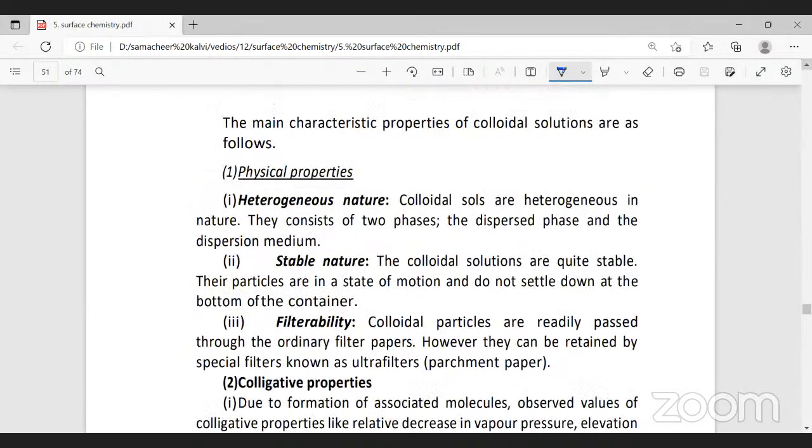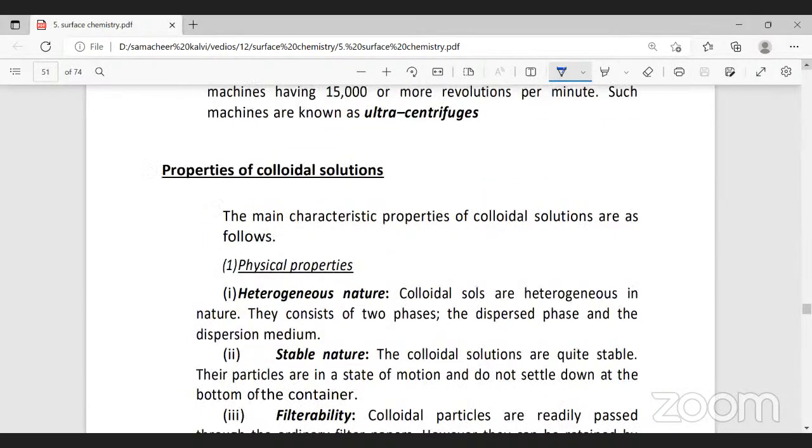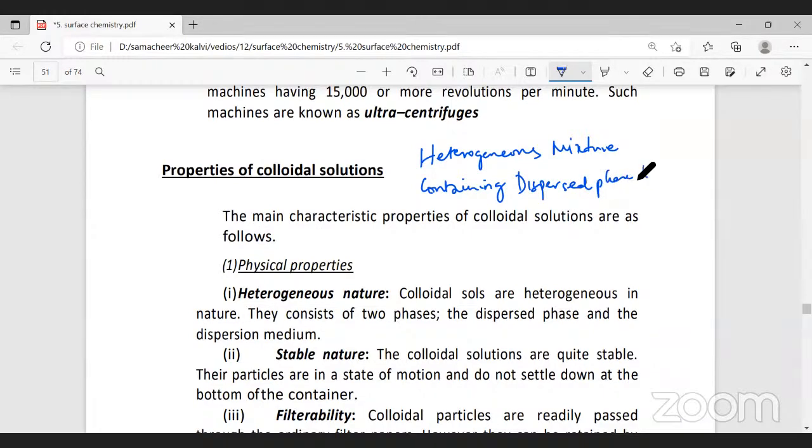Yesterday, we were learning about the properties of colloids. We know what is a colloid. It is a heterogeneous mixture containing dispersed phase and dispersed medium. We know what is dispersed phase and dispersed medium.